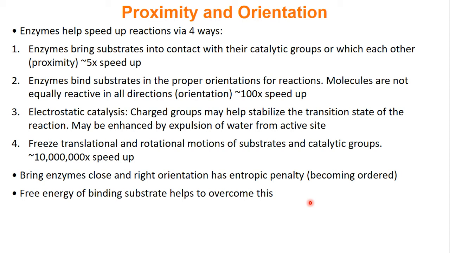So the way we overcome making our substrate stop translating and rotating is that you bind the substrate, and these positive binding effects, the free energy of binding, overcome this entropic penalty. You're making hydrogen bonds, ionic bonds, and van der Waals interactions, and all these add together to help overcome this negative delta S by making delta H negative as well.